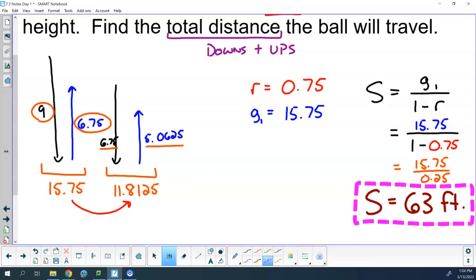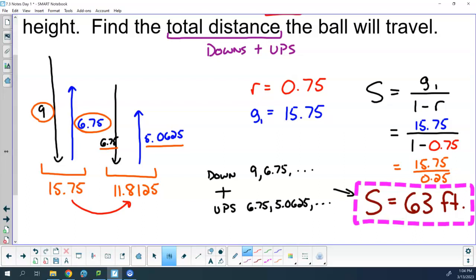Now, you could have done this problem in one of many ways. We did it this way, and that's fine. You could have added up all the downs, and so the downs would have been 9, 6.75, dot, dot, dot. You would have had to find the sum there. Then you would have had to have done the ups, and that would have been 6.75, 5.0625, and you would have had to do those. And then you would have had to add those two together. Either way, you get that one. Okay?